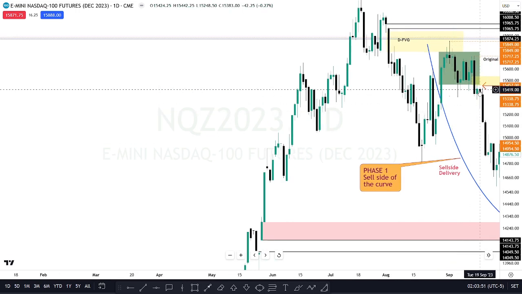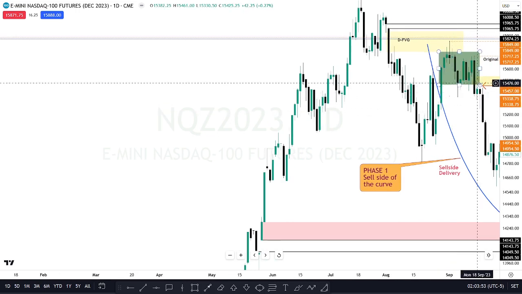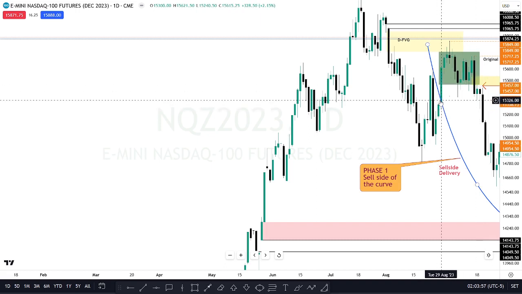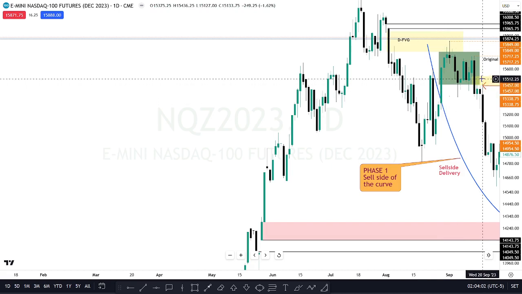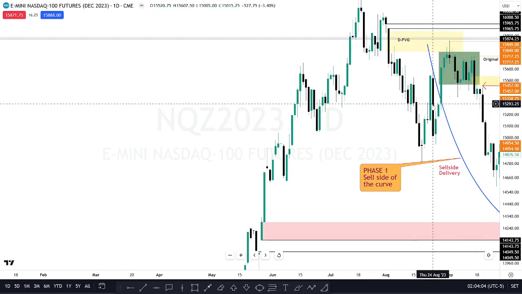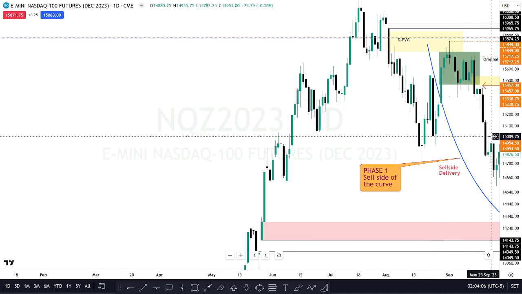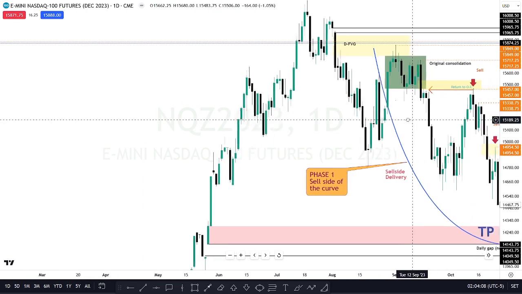Then once this consolidation was broken on the next day, I will wait for market. Let's just say this is respected. Remember, I will wait for market to do what? I will wait for market to get into this, maybe if we want to disrespect this or get into the 50% of it. So I'm just waiting here.